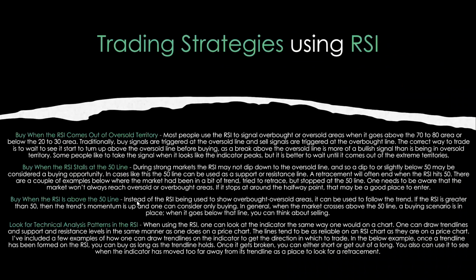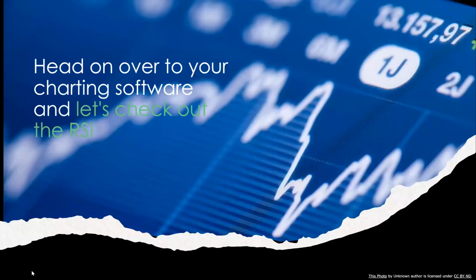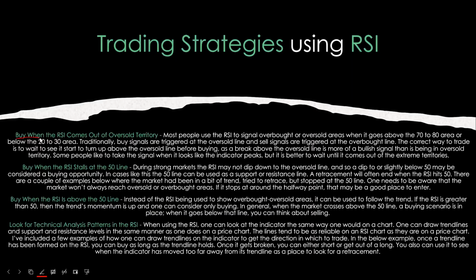All right, there's 4 ways here that we're going to use it. You buy when the RSI comes out of oversold territory. A lot of people buy when it enters. That's incorrect. You're supposed to buy on the actual breakout. That's the buy signal because of the bullish momentum. So when you go into that extreme area, whether you have it set at 70 or 80, mine's at 80, breaking back out is the buy signal.